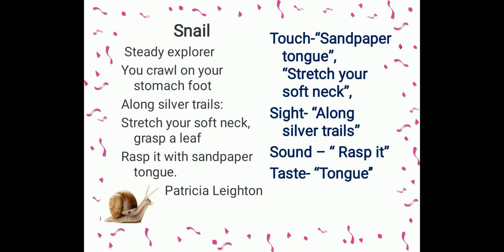So now let us identify the different senses that are being used by the poet. Touch, that is sandpaper tongue. So now you need to understand how a snail usually has a very rough tongue. So now the poet here has made use of the line sandpaper tongue. So that is particularly used for you to imagine the sense of touch when you touch or feel something that is very rough.